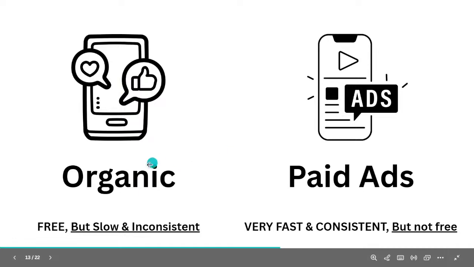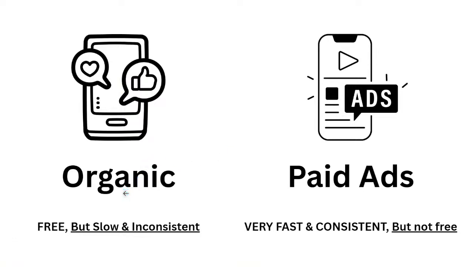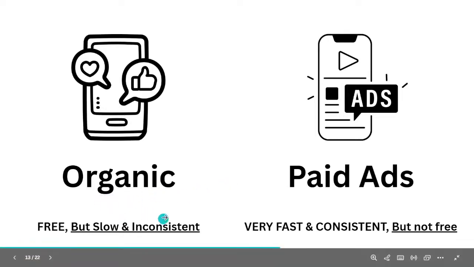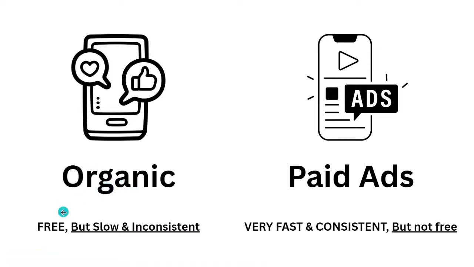You might have to post like 5 or 10 or 20 videos before you finally get the one video that goes viral. And that can take some time. Sometimes you get lucky and you post 20 videos in your first week and it goes viral. Some other times, it can take longer, right? But there are strategies you can use to make it less inconsistent and a little bit less slow, which is what I'll be teaching you today. But in general, organic is free, but it's inconsistent and sometimes slow.